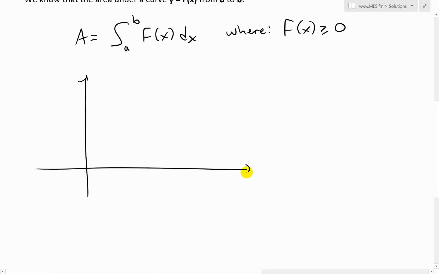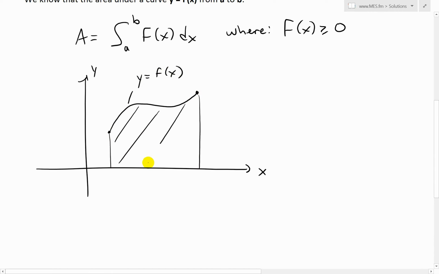And if we were to graph this out, this is x, this is y, and let's say we had a positive f of x curve like that, y equals f of x. The integral represents the area underneath this curve. So that's what the integral represents: A equals the area underneath, and that area is equal to this integral.